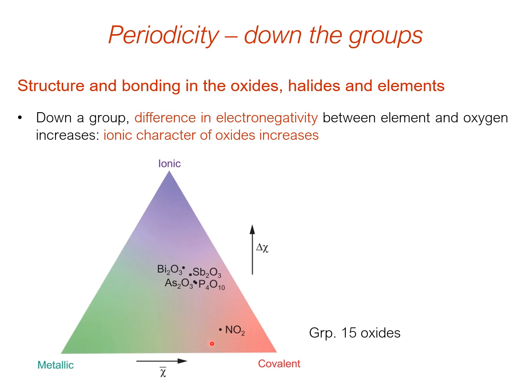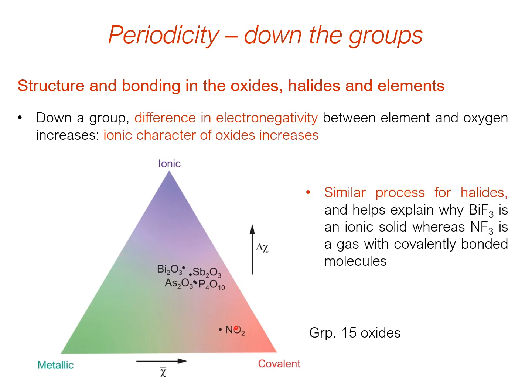So this is an example of group 15 oxides. And we can see that NO2, which is at the top of the group, is very covalent. But as we go down the group, these are all much more towards the ionic bonding scheme, and this is because the electronegativity goes down as we go down the group. The electronegativity difference gets larger.